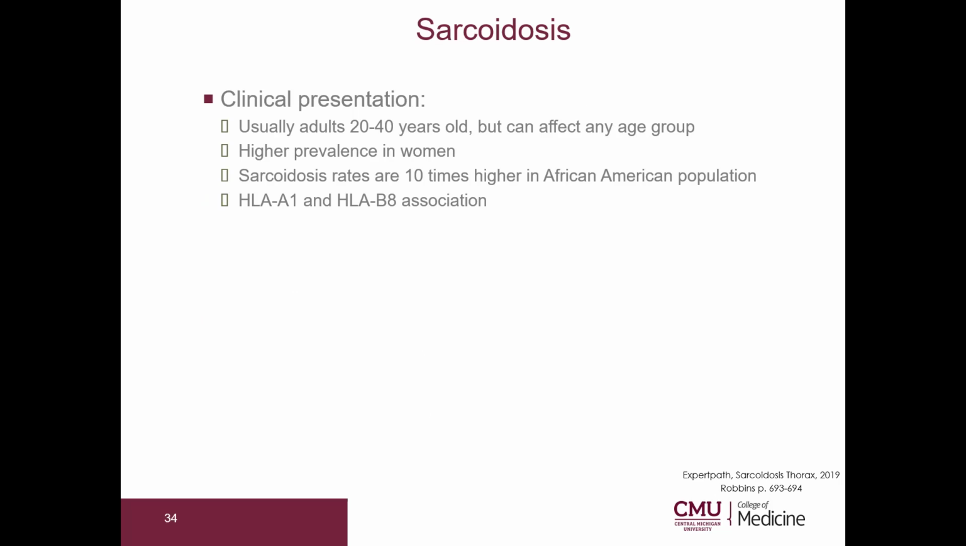The clinical presentation of sarcoidosis is generally adults 20 to 40 years old, but this can affect any age group. There is a higher prevalence in women, and sarcoidosis rates are 10 times higher in the African American population. There is an HLA-A1 and HLA-B8 association.